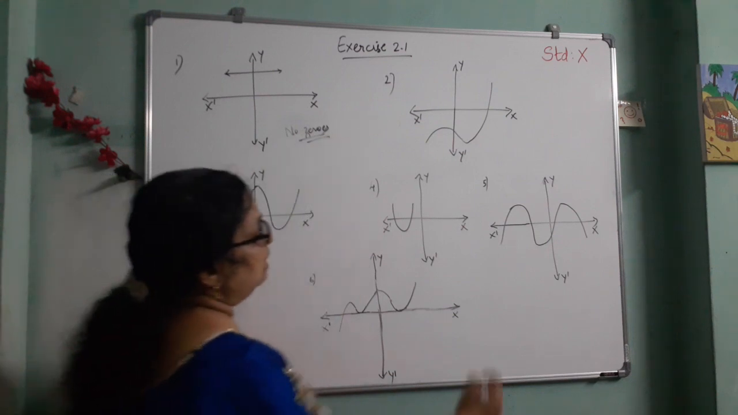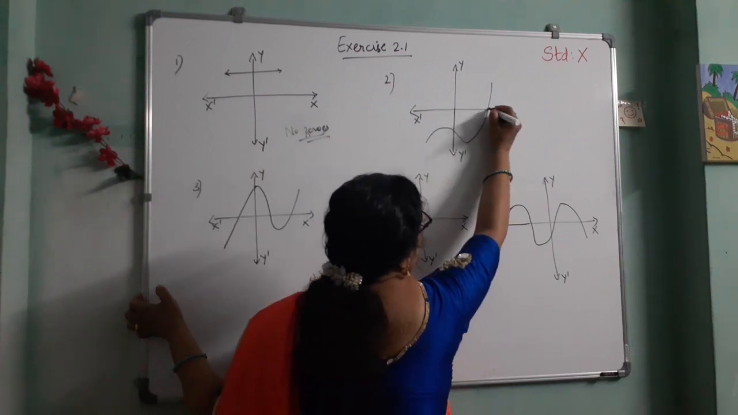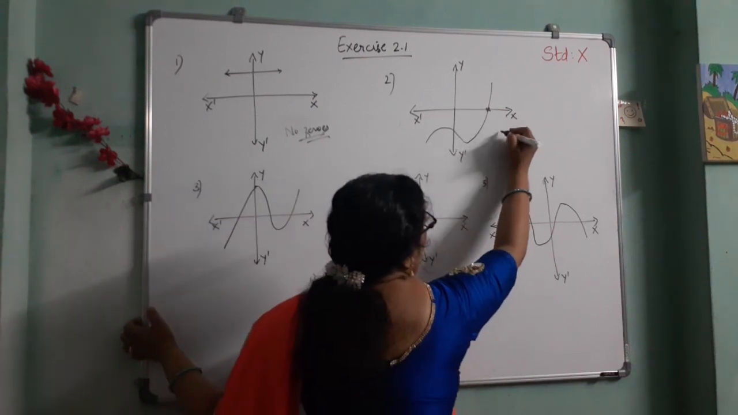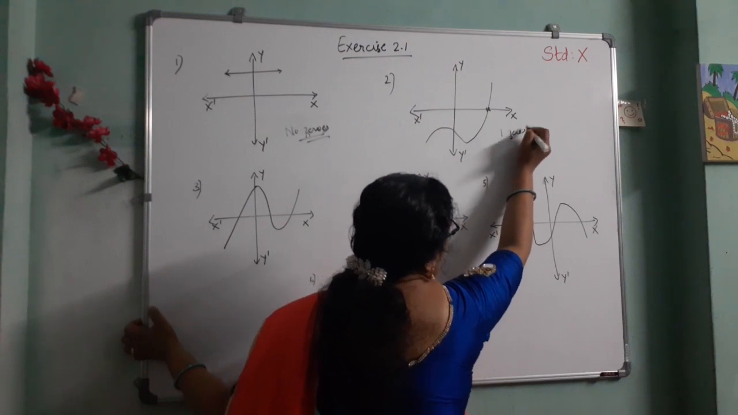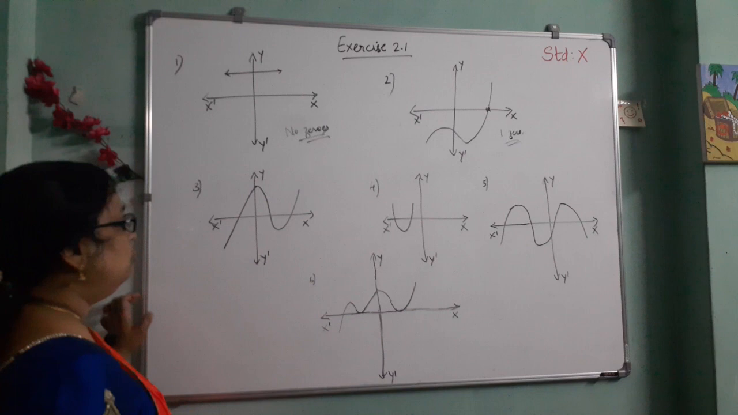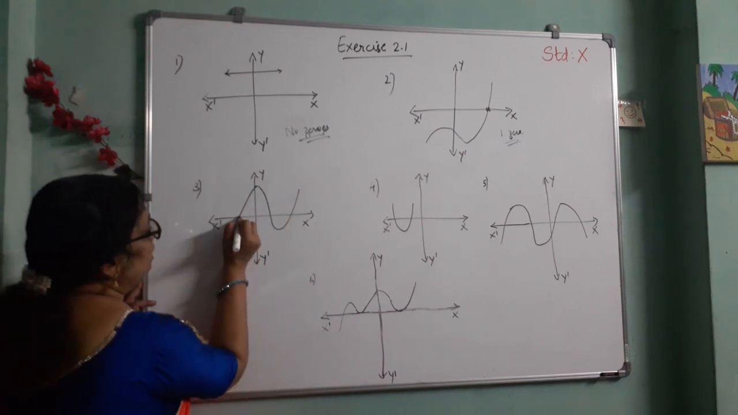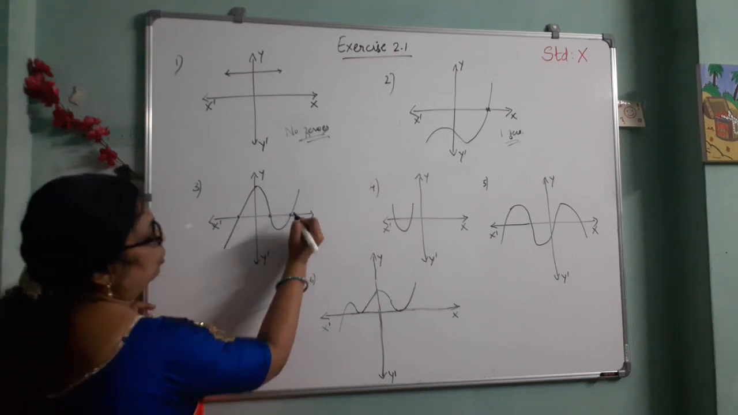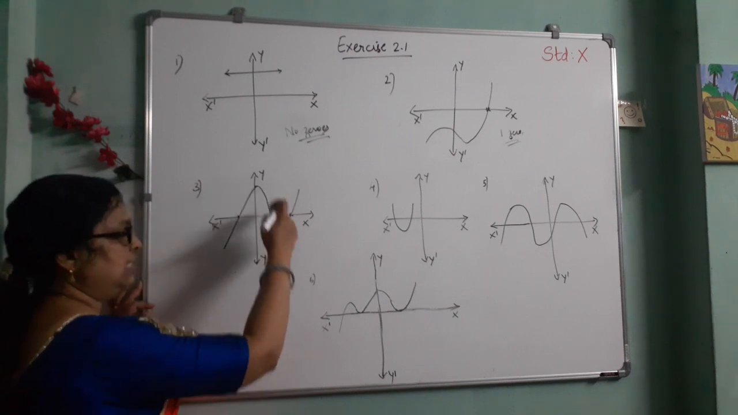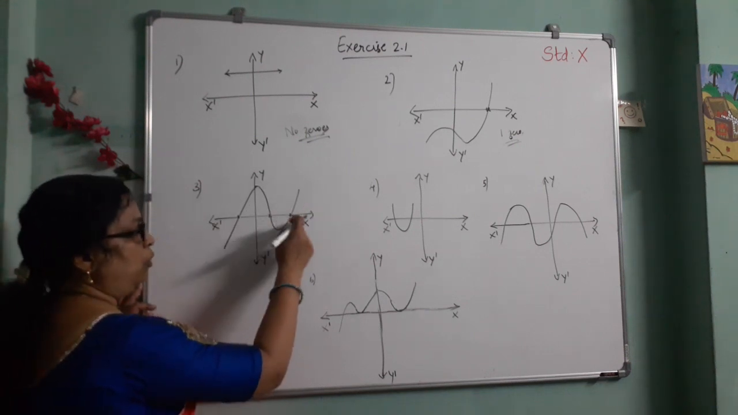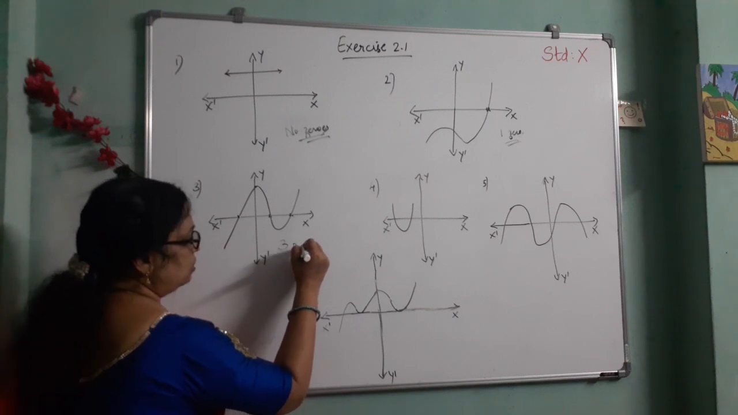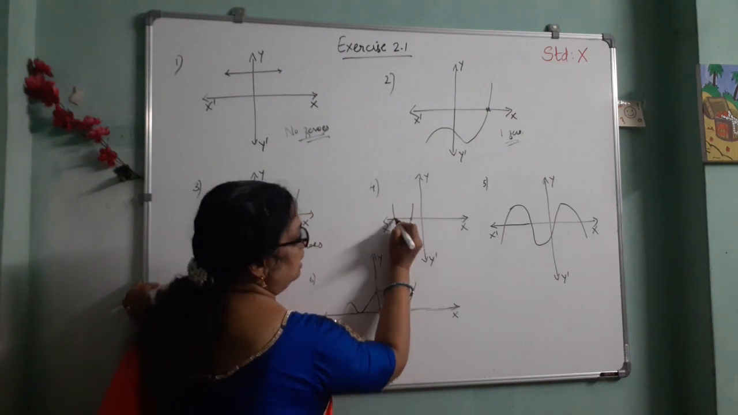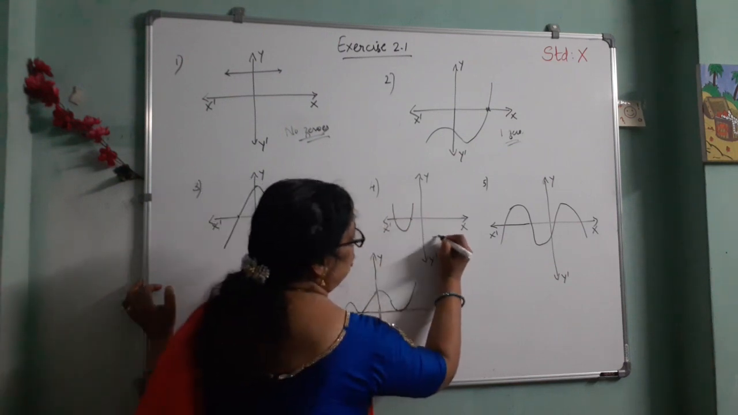Then the second graph intersects the x-axis at only one point, so it has only 1 zero. And the third question, this graph intersects the x-axis at one point here, then again here. So in total how many? 1, 2, 3. That is, this graph intersects the x-axis at 3 points, so this graph has 3 zeros. Then fourth question, this is a parabola. This intersects the x-axis at 2 points, so it has 2 zeros.